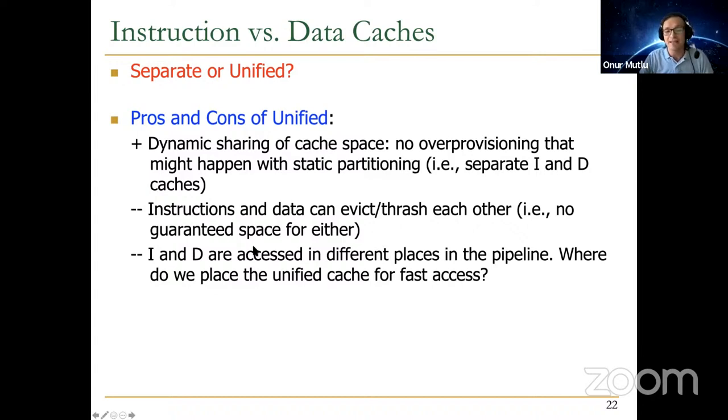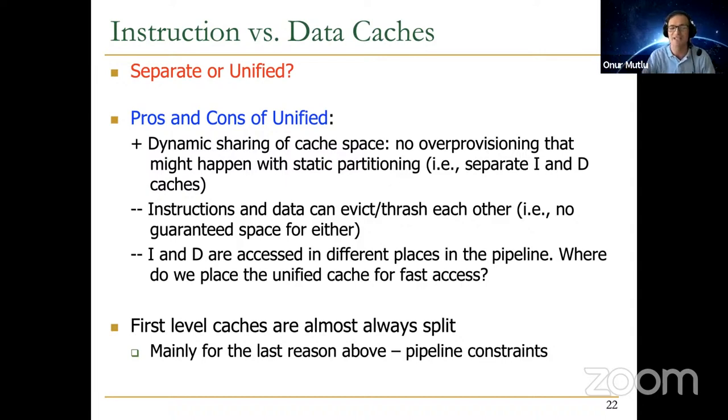Okay, so there's another important thing that I mentioned actually in the last lecture. Instructions and data are accessed in different places in the pipeline. So if you have a unified cache, it's hard to place the unified cache for fast access. And this is why L1 caches, level one caches that are close to the processor, are actually almost always separate. Instructions are accessed in the fetch stage, data is accessed in the load unit. As a result, you want them in different places in the pipeline, as we will see in some of the pictures of real processors also. So first level caches are almost always split between instructions and data, mainly for the last reason above, pipeline constraints.